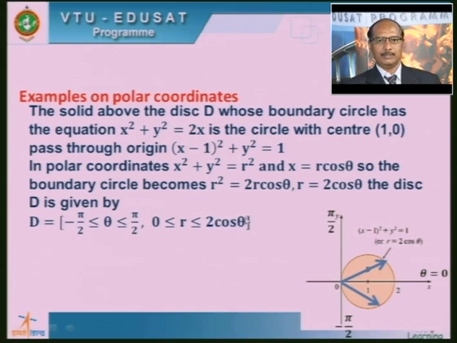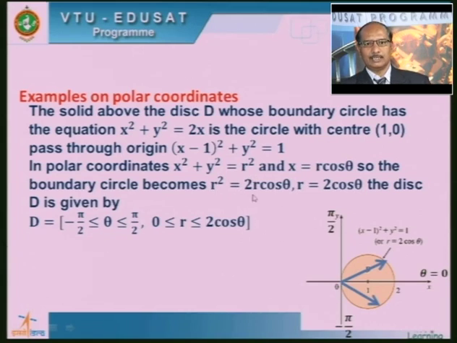If you square and add them, x square plus y square is equal to r square, you will get the equation. And substituting x square plus y square is equal to r square and x is equal to r cos theta in this circle equation, the boundary of the circle becomes r square is equal to 2 r cos theta. The circle equation is reduced in terms of polar, r square is equal to 2r cos theta.